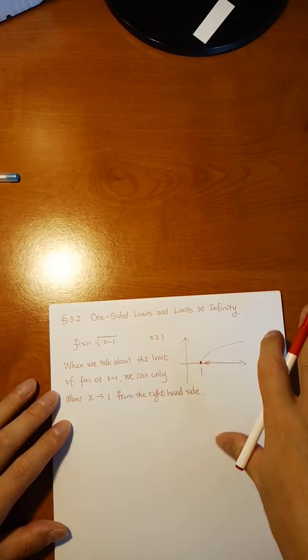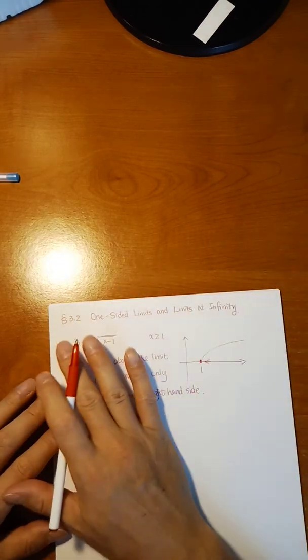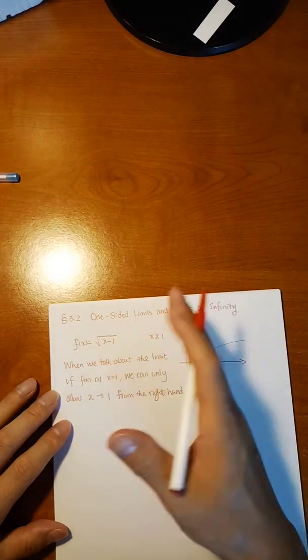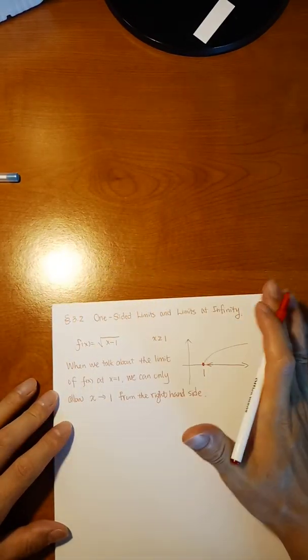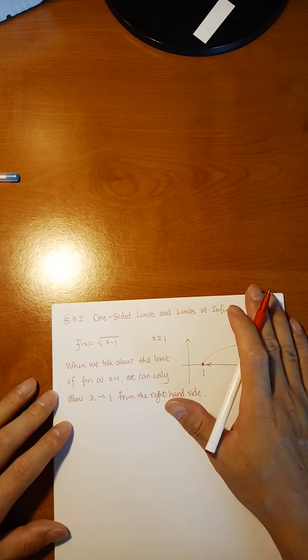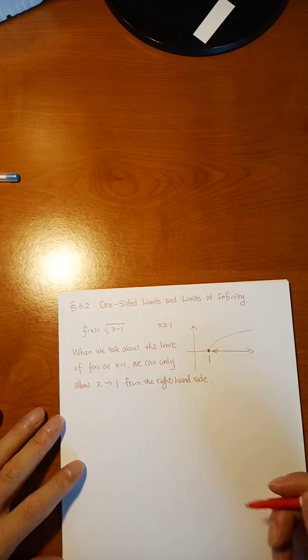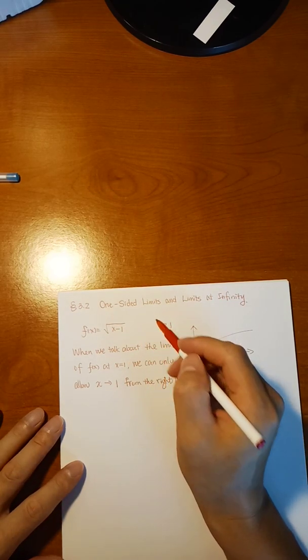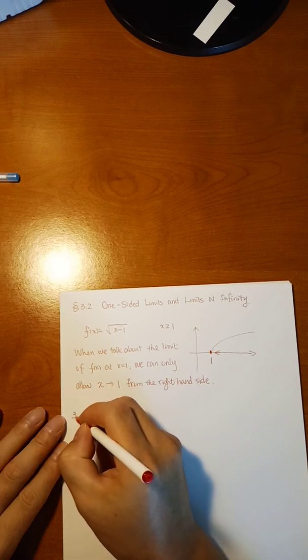So this is one-sided. It's the left hand side or the right hand side, depending on the problem. Right? So this is the natural way to introduce the so-called one-sided limit. Okay, so let's see the definition.